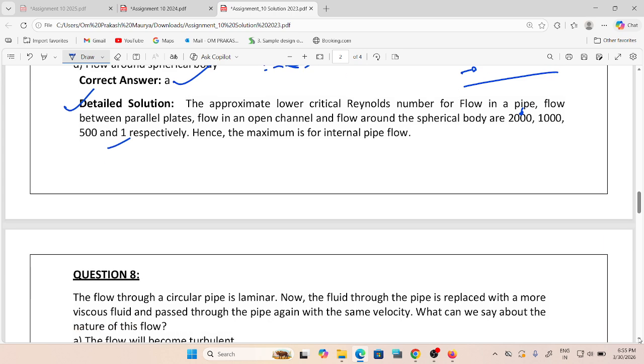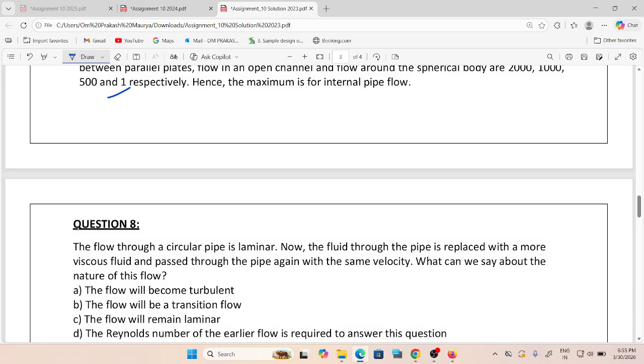Now we'll move on to the next one, question number 8. The flow through a circular pipe is laminar. Now the fluid through a pipe is replaced with a more viscous fluid and passed through the pipe again with the same velocity. What can we say about the nature of this flow? Option A, the flow will become turbulent. Option B, the flow will be transient. Option C, the flow will remain laminar. Option D, the Reynolds number of the earlier flow is required to answer this question.